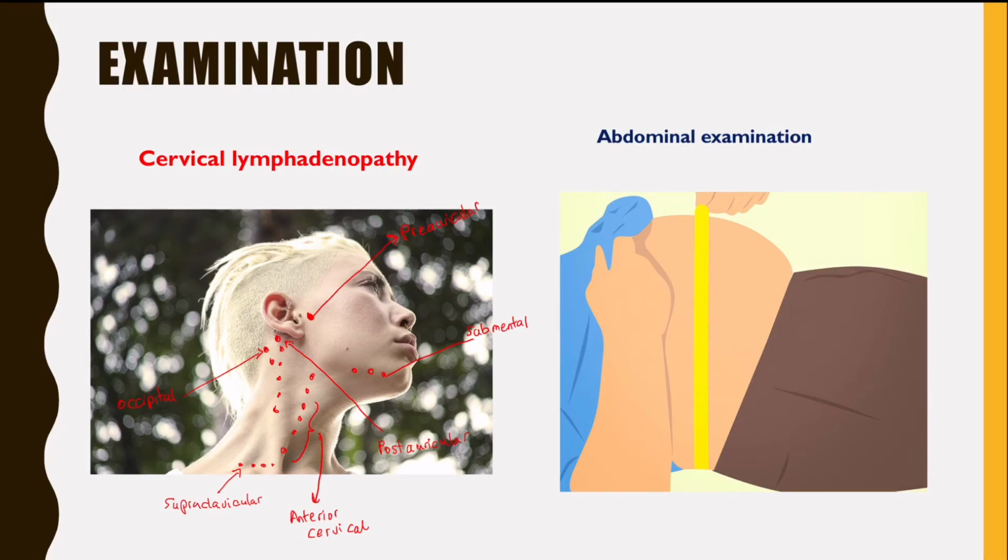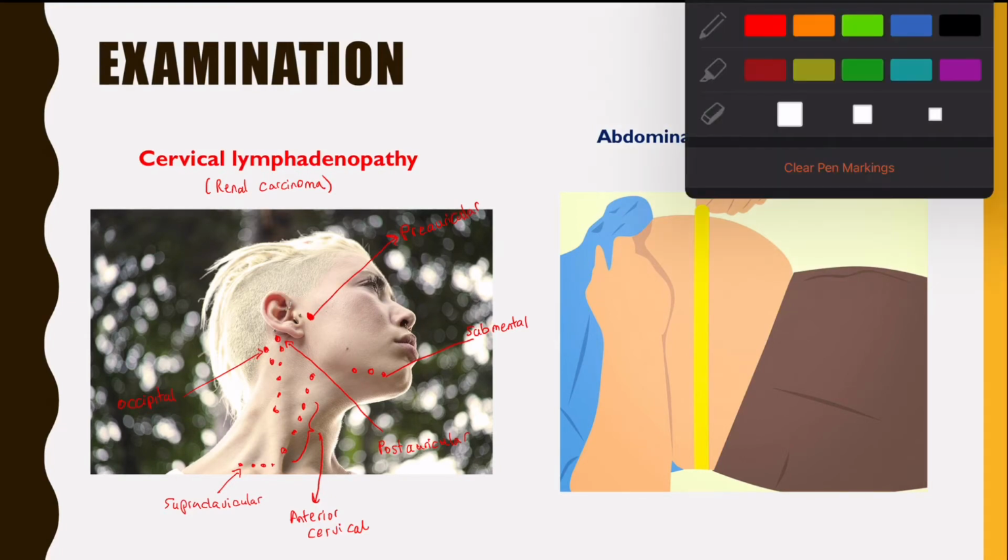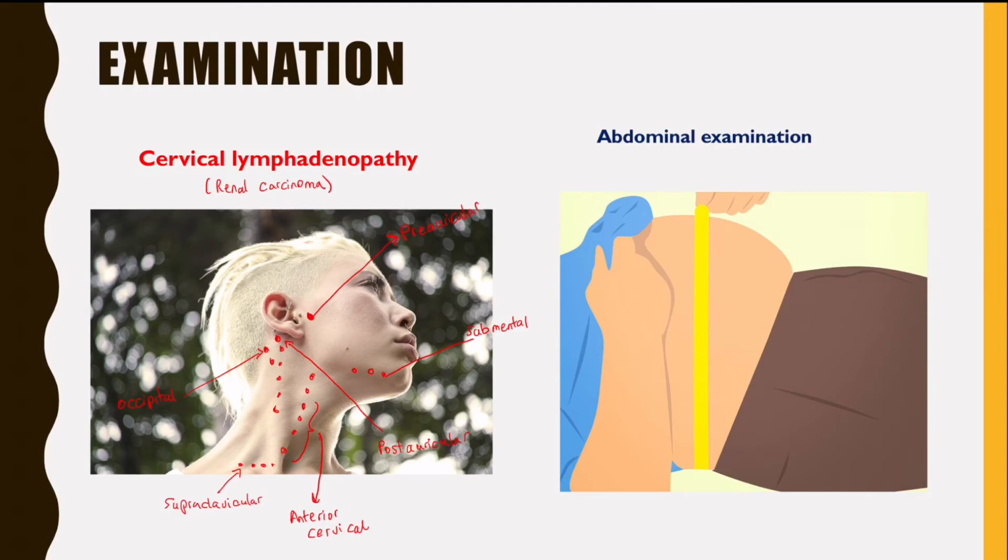The main reason you're looking for these is any sign of renal carcinoma. So that's when you want to have a feel of the lymph nodes. When you're performing an abdominal examination, you want to palpate the abdomen. So let's say you want to palpate for any suprapubic tenderness, somewhere around here.